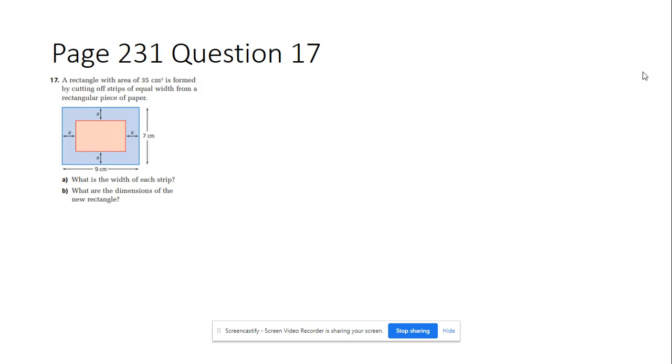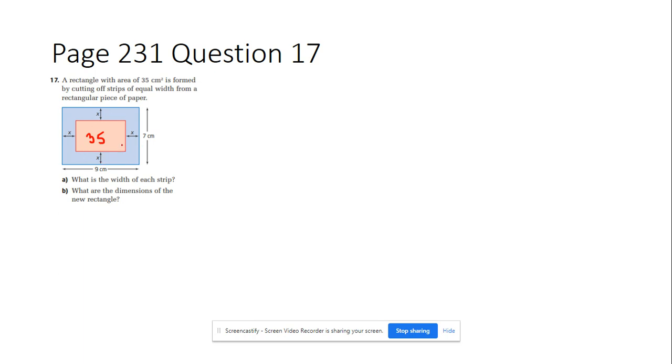Page 231, question 17. A rectangle with an area of 35 centimeters squared is formed by cutting off strips of equal width from a rectangular piece of paper. What is the width of each strip? Okay, so what it's saying over here is that this area is 35. There's a pink area in here, and we have this guy over here.